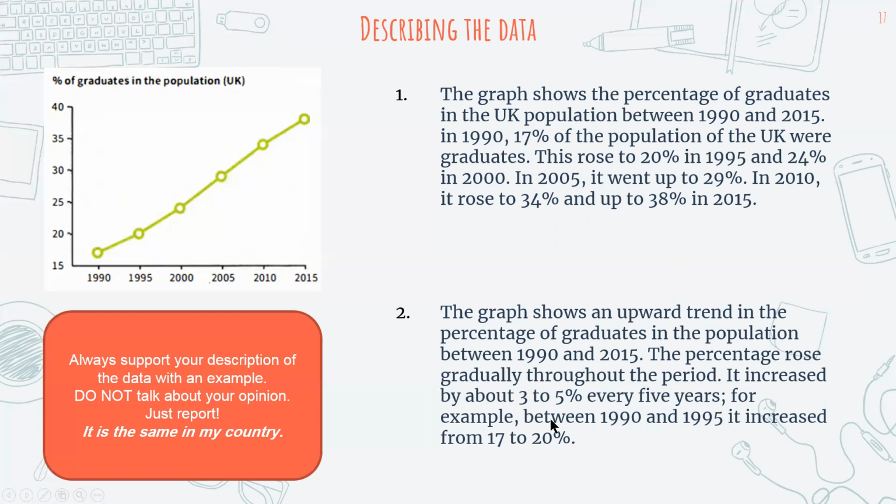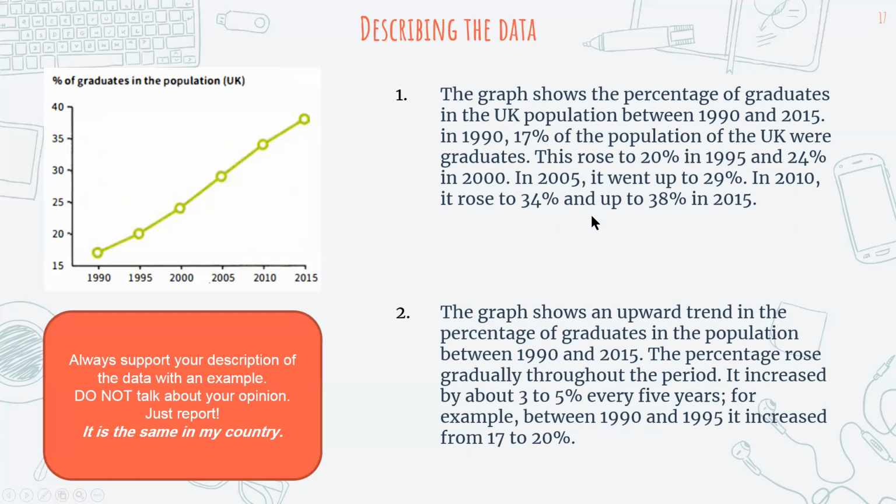So, of course, this description is much better because it describes what's going on with this line graph, what it represents, and it also used an example. It says here, for example, and this is a compound sentence. We used a semicolon, then for example, then a comma. We talked about that in the intermediate course, of course. Between 1990 and 1995, it increased from 17 to 20%. Okay, it gives you an example from the visual data.